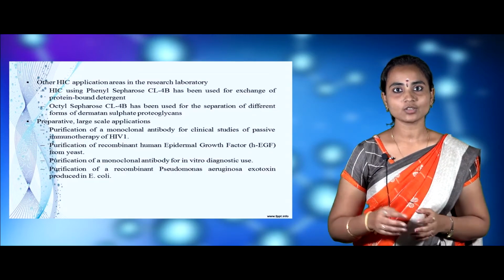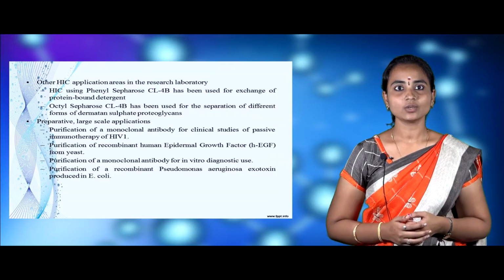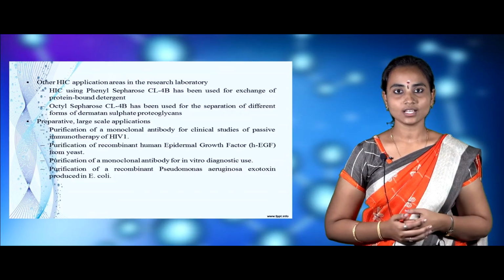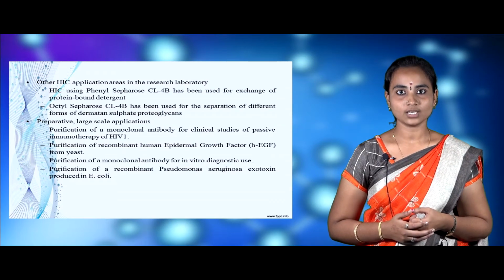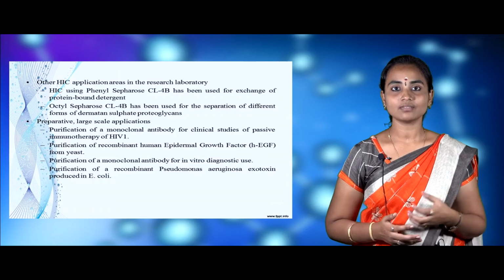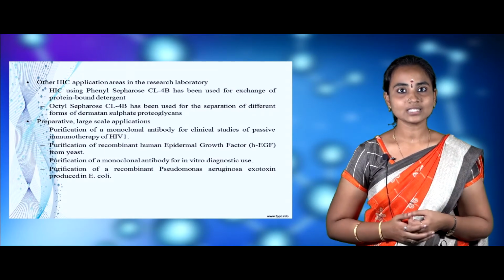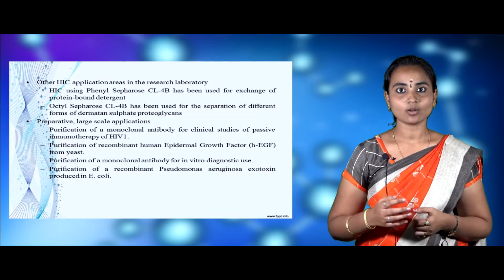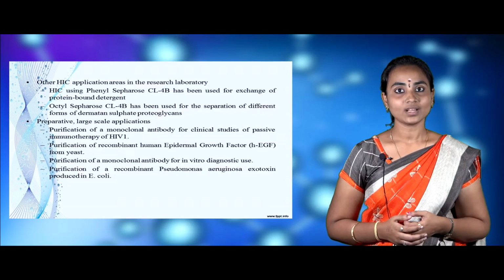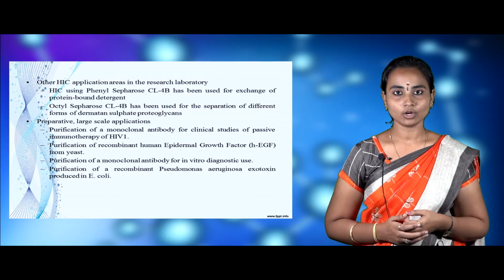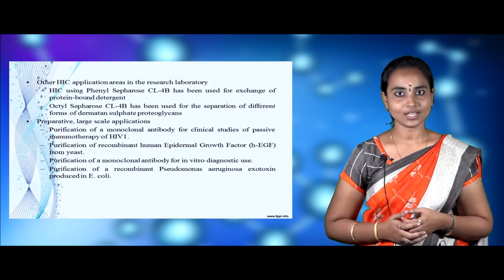Coming to other applications of HIC in the research laboratory, by using this HIC you can highly purify phenyl cellulose CL-4B that can be used for exchanging different protein bound detergents. And octyl sepharose CL-4B has been used for the separation of different forms of dermatan sulfate proteoglycans. And this can also have applications in preparative and large scale applications, which involve purification of a monoclonal antibody and clinical trial studies of passive immunotherapy of HIV.